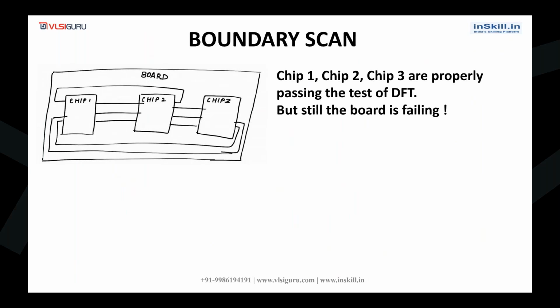Chip 1, chip 2, chip 3 are properly passing the DFT test, but still the board is failing. What is it? We'll first try to understand. Boundary scan: we go for boundary scan to test the interconnection between the chips. Boundary scan is to test the interconnection between two chips.